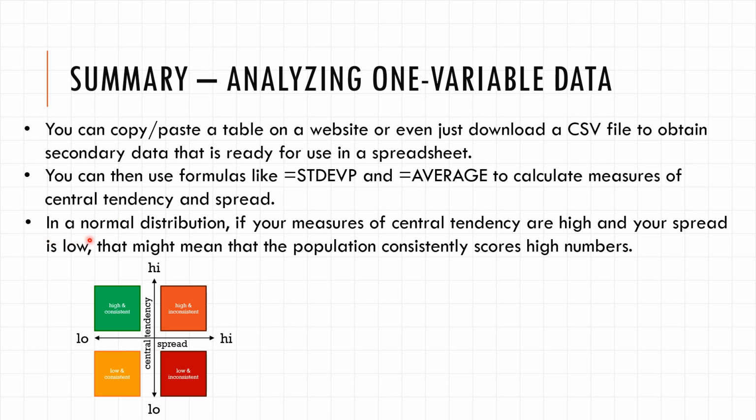If your data has a normal distribution, then if your measures of central tendency are high and your spread is really low, that means that the population scores consistently high numbers, and so on. So if your spread is really low, that means that the data is consistent. If the spread is really high, that means the data is not consistent. If the central tendency is high, that means that the sample, or whatever you are measuring, scored really high on it, and if it's low, then they scored really low.